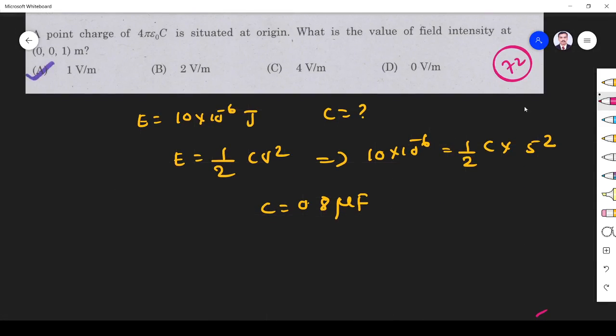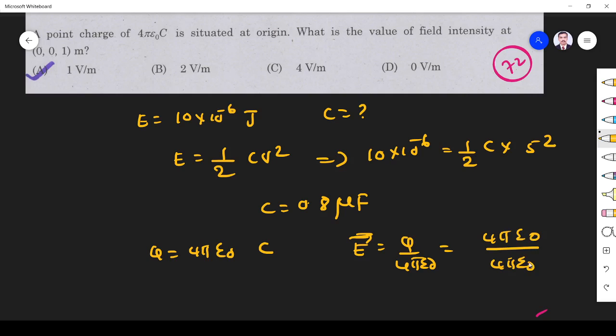Next one, a point charge of Q is equal to 4 pi epsilon naught coulomb is located at origin. What is the electric field at point 0, 0, 1? We know electric field is given by Q by 4 pi epsilon naught. The scalar Q they have given is 4 pi epsilon naught, divided by 4 pi epsilon naught. So it is 1 volt per meter. So the answer is 1 volt per meter.